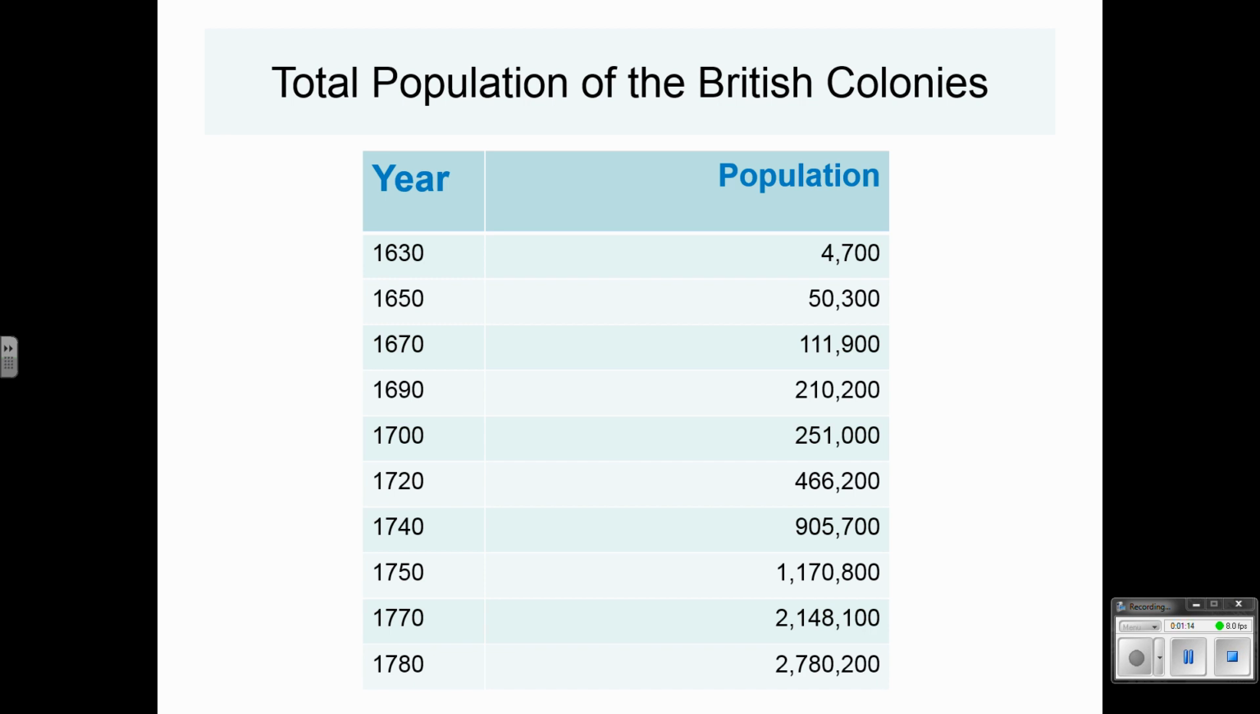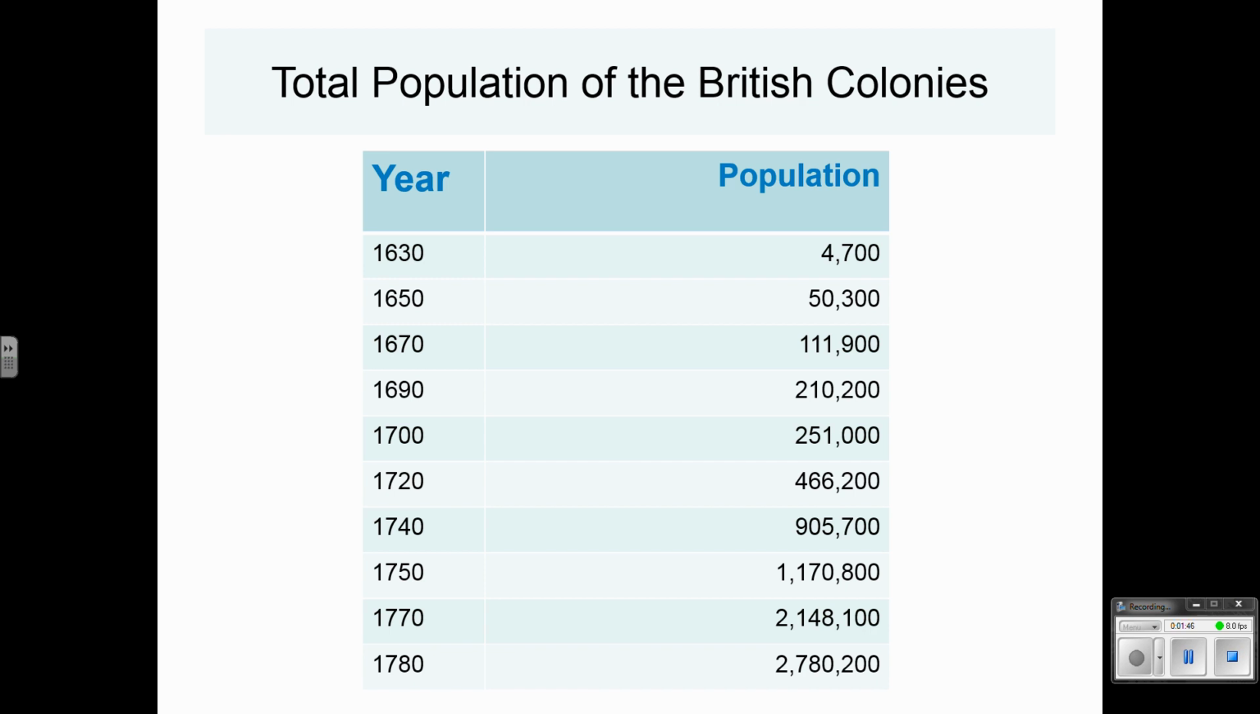By the American Revolution, 1780 was during the Revolution, the population was over 2.7 million. Compared to these early numbers, that was tremendous growth. Compared to today, that's still a very small figure. We have about 315 million people in the United States today. But there's something else that we need to know about this population and about all of these migrants who came to North America in the 18th century.